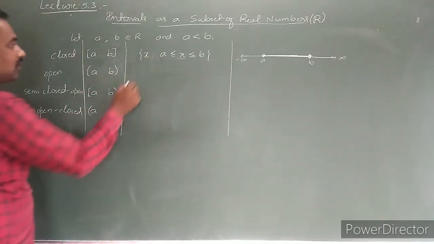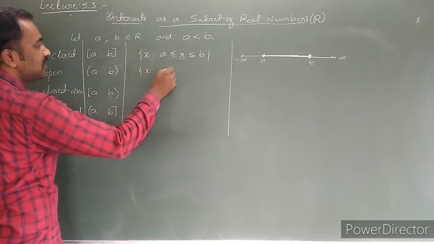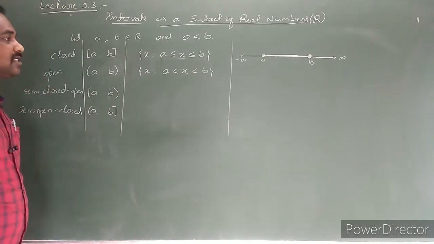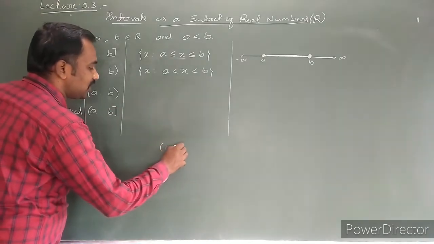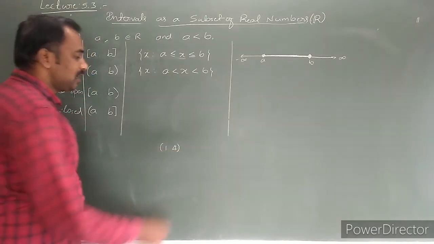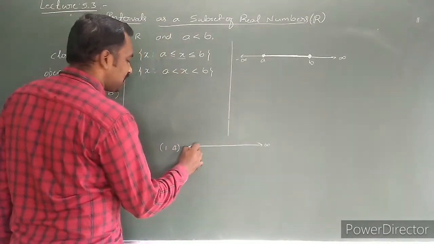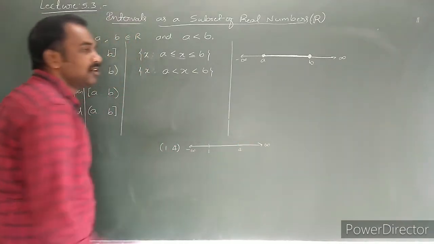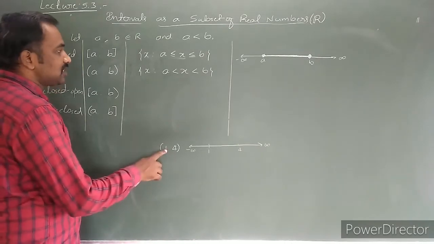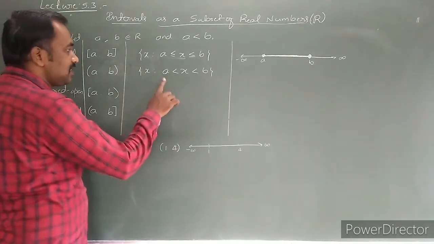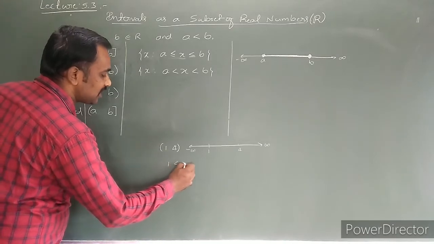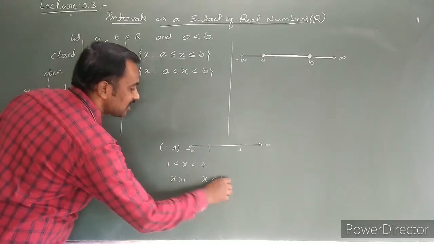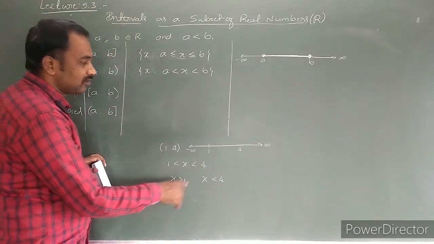Next, the open interval. How to write the open interval? x such that a is less than x is less than b. For example, the open interval 1 comma 4 is nothing but, on the real number line from minus infinity to plus infinity, here it is my 1, here it is the 4. 1 comma 4 is a strict inequality. We can write 1 is less than x is less than 4, that is, x is greater than 1 and x is less than 4.